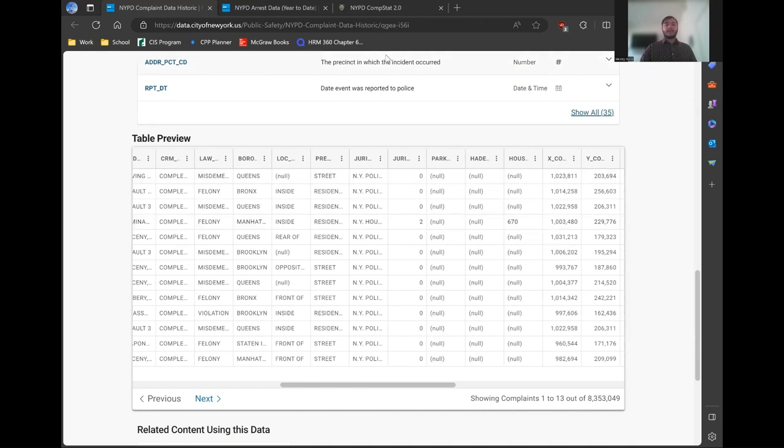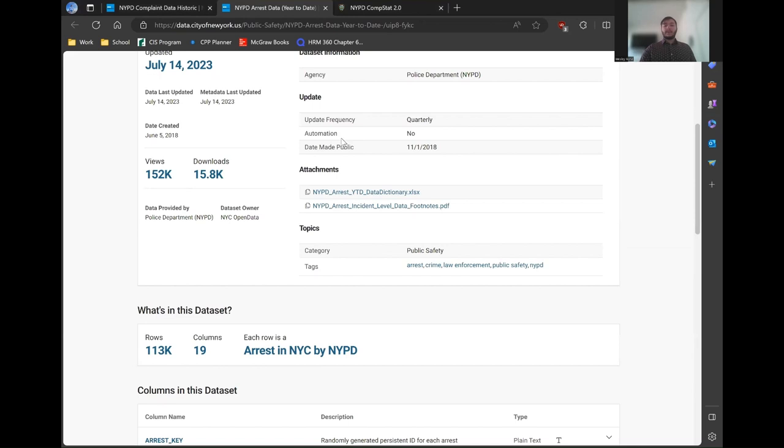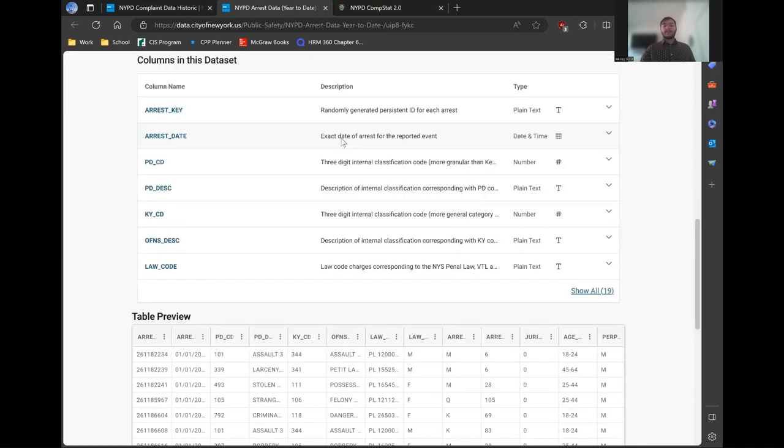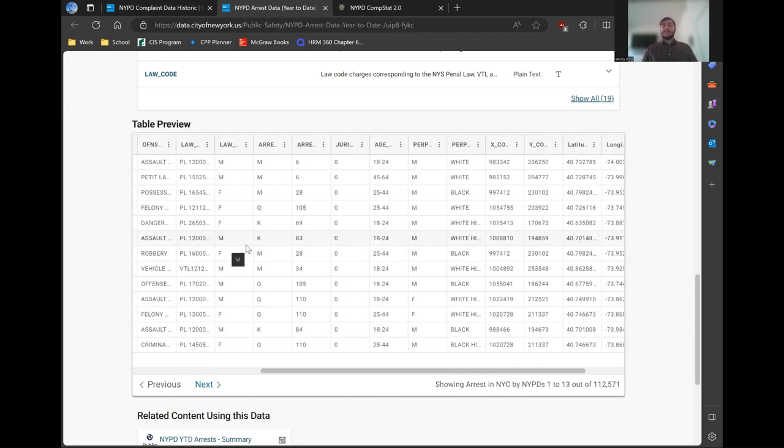I also found through some research another data set, the New York Police Department's arrest data, which isn't as strong, but it's still useful to look at because it gives us the arrest date and the type of crime, and it also gives us the different offense description as well as different data and different variables on the crime.